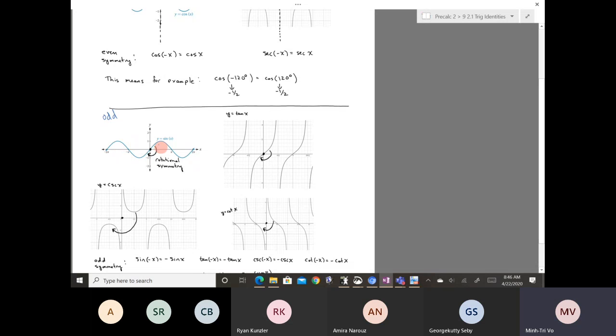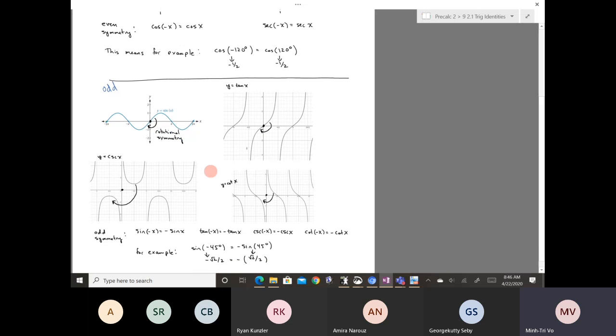So imagine taking this half. You take this hump in the sine function, and then I rotate it around, it'll turn upside down here, right? So odd symmetry is rotational symmetry around the origin. You can see it for the sine function and then the other functions. For tangent, if I take this piece here and rotate it around the origin, it'll turn into this piece here. Similarly for cosecant, if you take this piece and rotate it around, it turns upside down to this piece here. And here, if you take this piece and rotate it around, it looks like this piece.